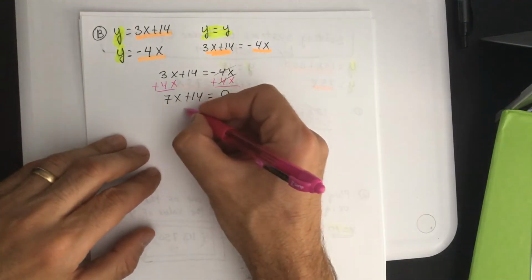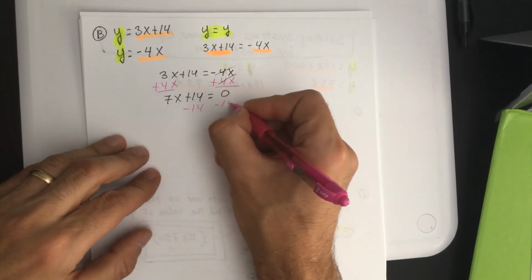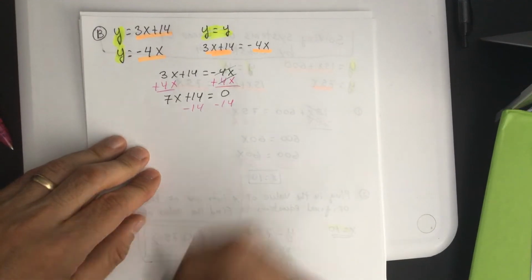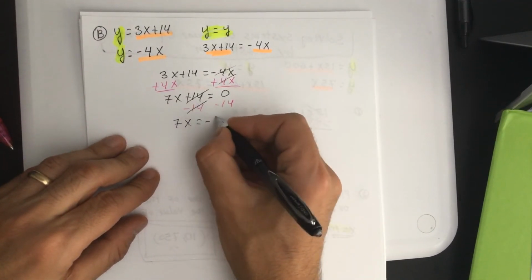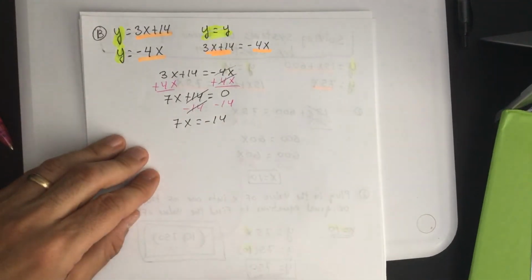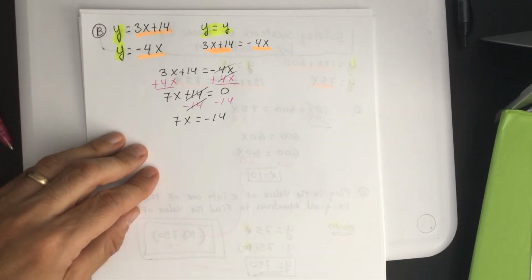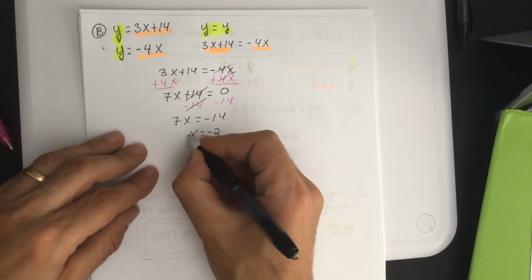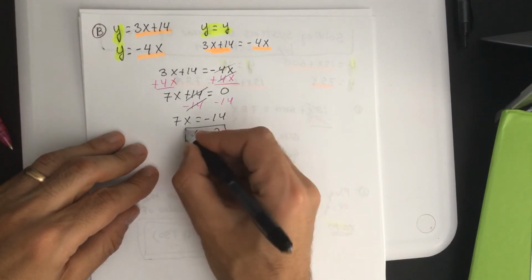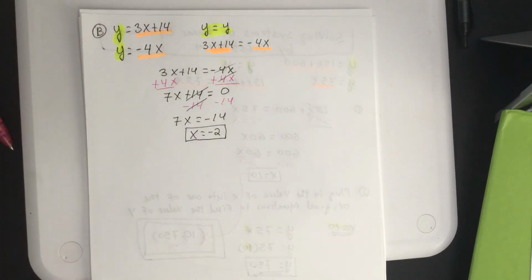We're subtracting 14 to both sides. So cancel, cancel, that's a 0. So 7x equals negative 14. And obviously you divide both sides by 7, okay? And you should be getting x equals negative 2. That is your x. That is only part of your answer.